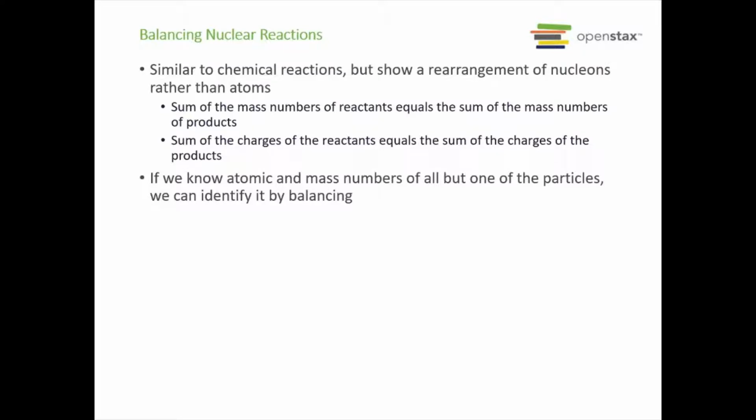When it comes to balancing these nuclear reactions, they're somewhat similar to chemical reactions, but instead of showing a rearrangement of atoms, we're showing a rearrangement of nucleons. So the 2 basic rules here are that the sum of the mass numbers of our reactants has to equal the sum of the mass numbers of our products, and the sum of the charges of the reactants equals the sum of the charges of the products. So if we know the atomic and mass numbers of all but one particle, we can identify it by balancing. And we're going to do that in the next example.